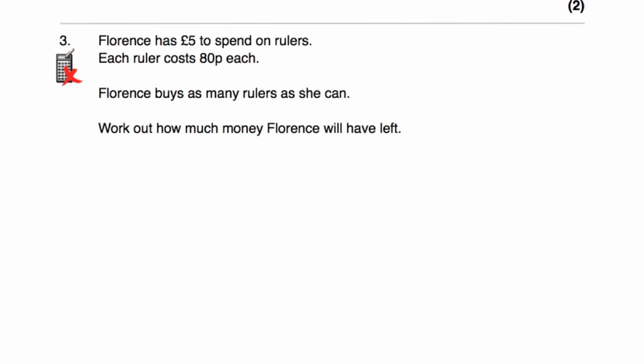Okay, let's have a look at question number 3. Question number 3 says, Florence has got £5 to spend on rulers and each ruler costs 80p. She buys as many rulers as she can. Work out how much money Florence will have left, or her change. So each ruler costs 80p.